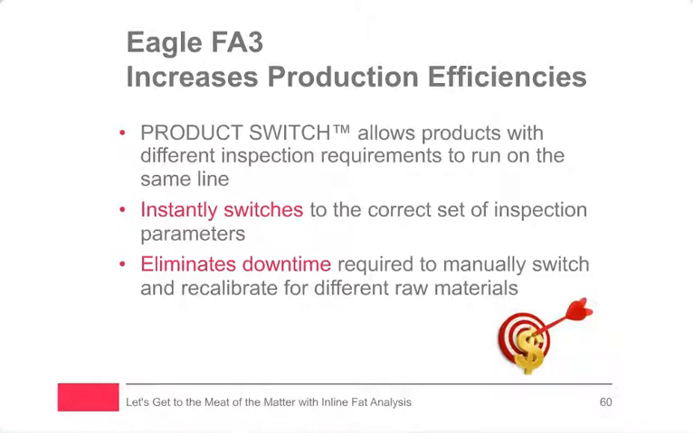The Eagle FA3 also incorporates a function known as product switch. This allows for products with different inspection requirements to run on the same line. What this means is that, for example, if different species are passing in the same batch, but require different calibration profiles, the calibration profile being applied can be switched instantaneously so that the appropriate inspection parameters are being utilized. By doing this automatically, it eliminates any downtime required to manually switch and recalibrate for different raw materials, therefore maximizing throughput and product availability.